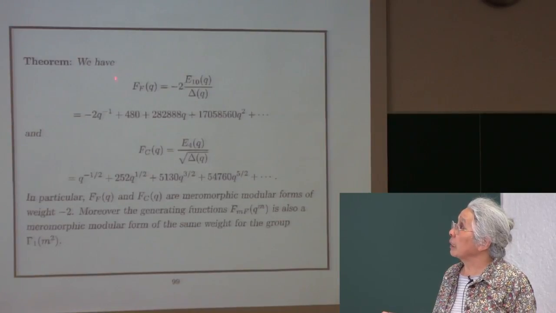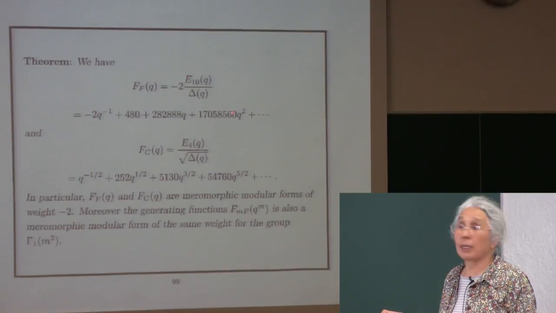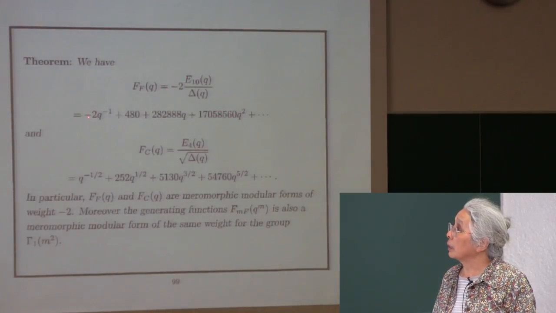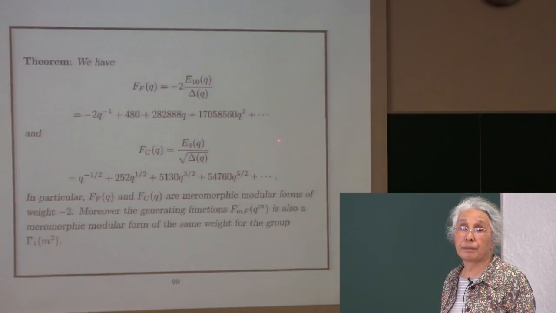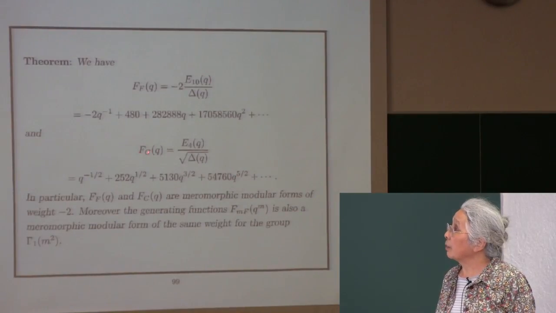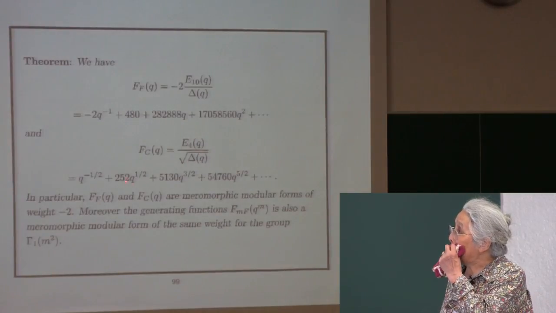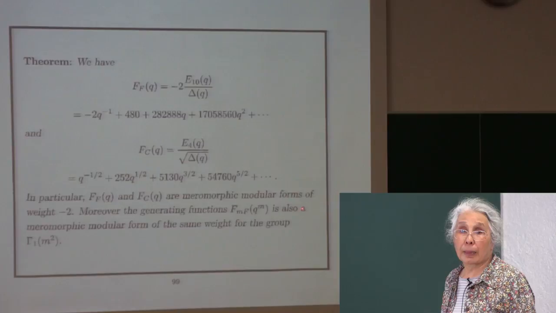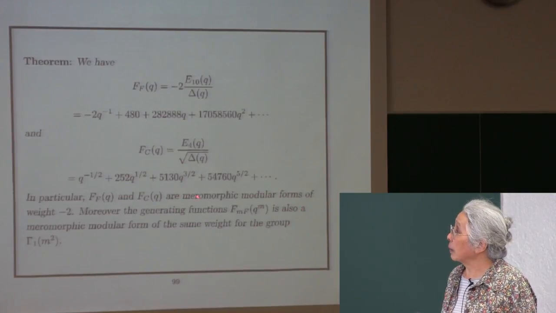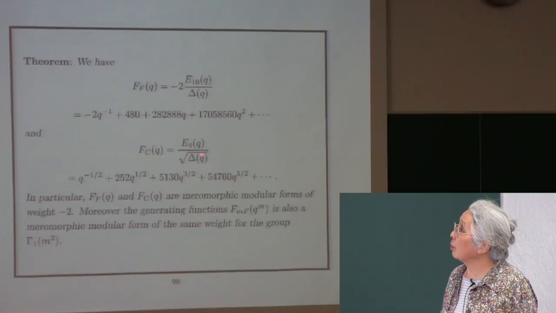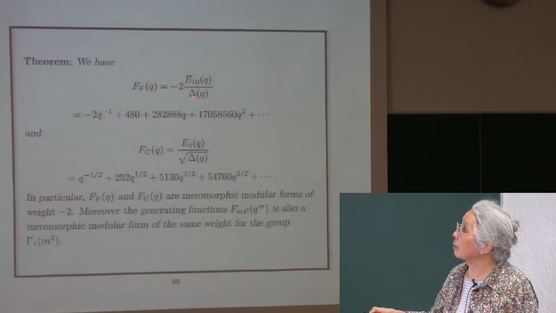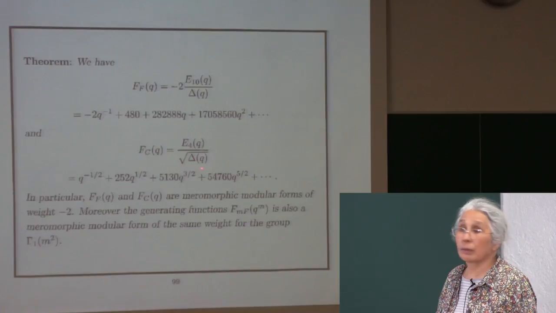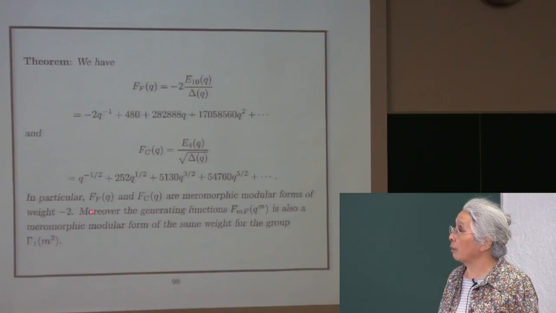So the generating function you computed fiber-wise is -2E10(q) divided by Delta(q), which is expressed like that. And then if you do the generating function on the section, you get E4(q) over Delta(q), expressed like that. So these are meromorphic modular forms. This is weight 10 minus weight 12. This is weight 4 minus weight 6. So it's a meromorphic modular form of weight -2.